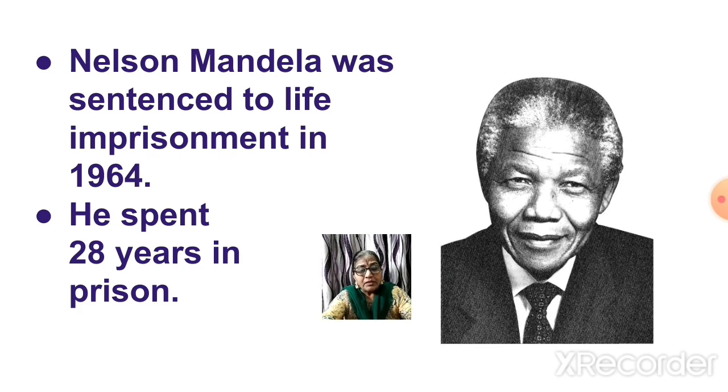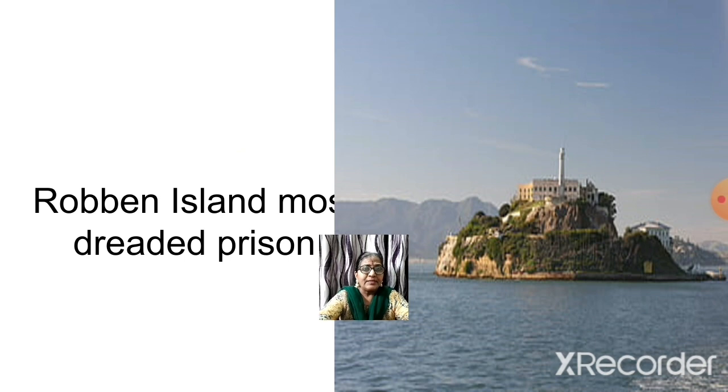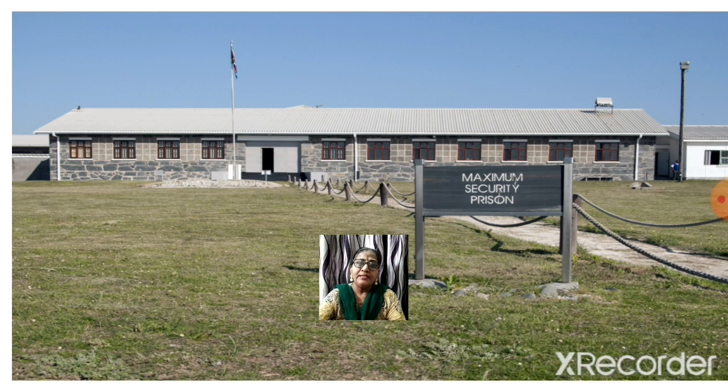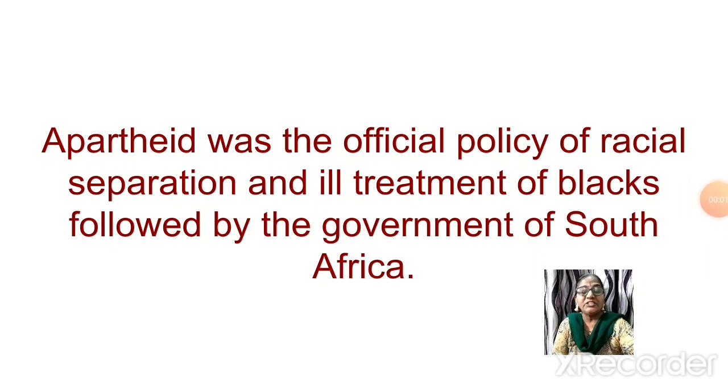Okay, 28 years of his life, Nelson Mandela spent in jail. 28 years. He was imprisoned in the most dreaded prison, that was in Robben Island. Can you see Robben Island? Yes? And that is the prison where Nelson Mandela was kept. Okay, see the next slide. Talk about the struggle of the South African people.